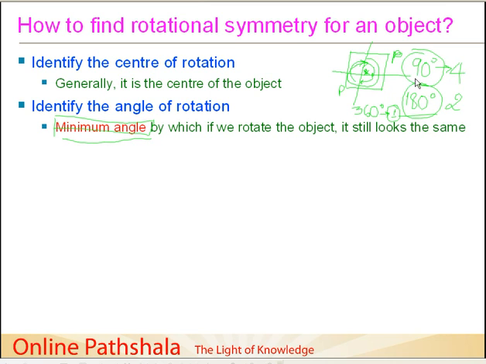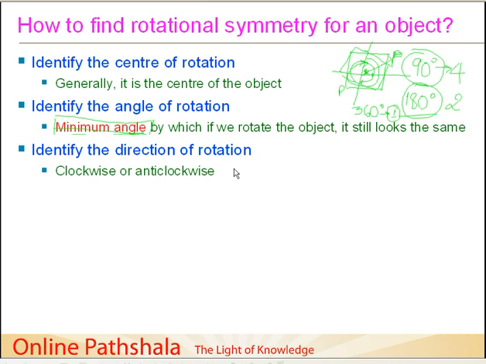If you try taking any other angle, let's say 45 degrees, how will this go? If you just start rotating at 45 degrees, this corner will come somewhere here and you get some figure like this. This is not looking like the earlier object. So that is why we say it has to be the minimum angle. Keep this in mind.